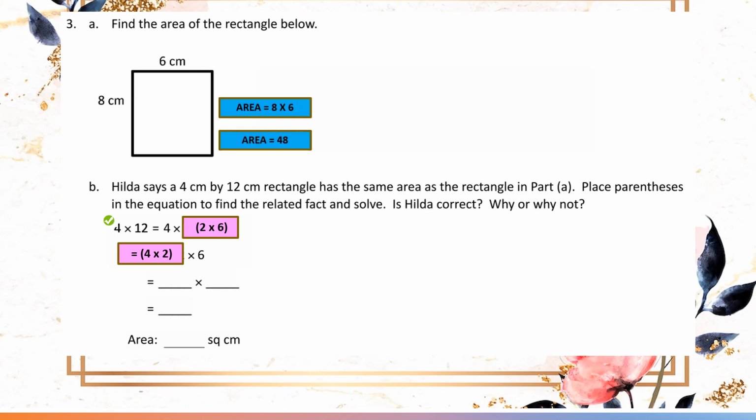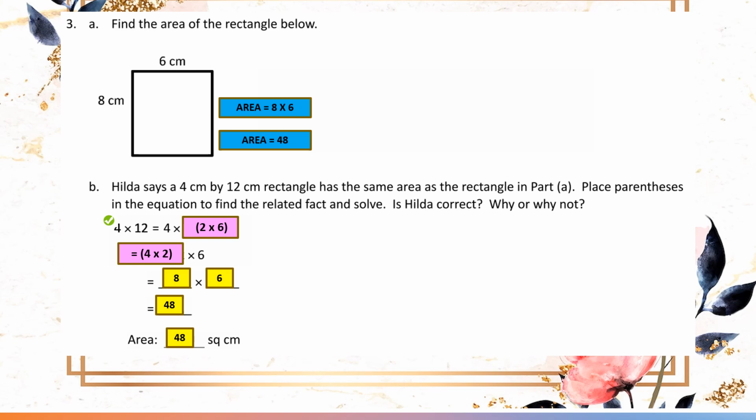Well, let's work what's inside of the parentheses first. 4 times 2 is 8. And since that 6 is sitting there all by itself, you just go ahead and bring that on down. So now our new equation is 8 times 6. Well, what's 8 times 6? Just look at the rectangle above that we've already completed. 8 times 6 is 48. So our area is 48 square centimeters.